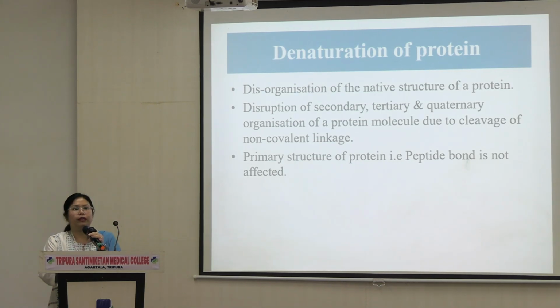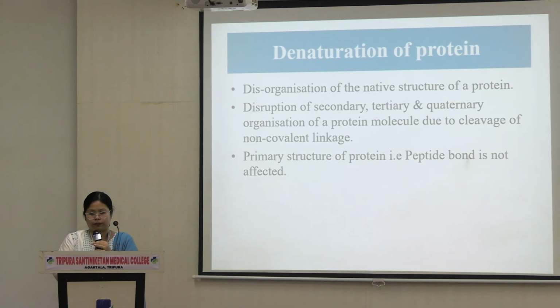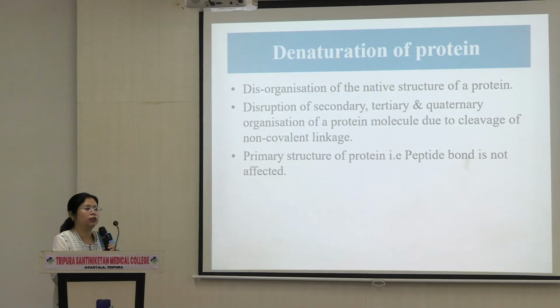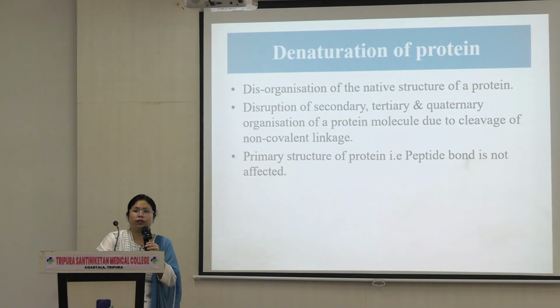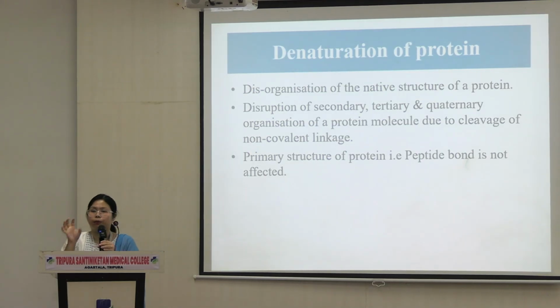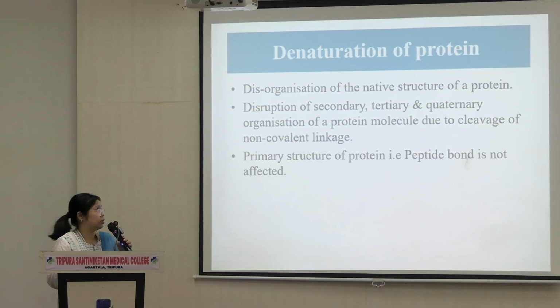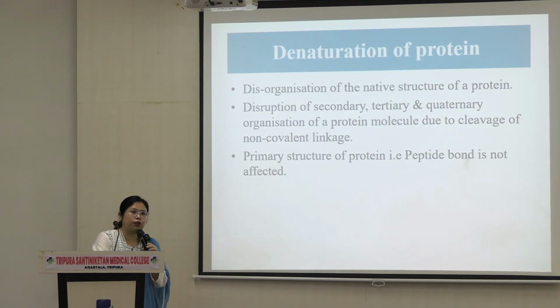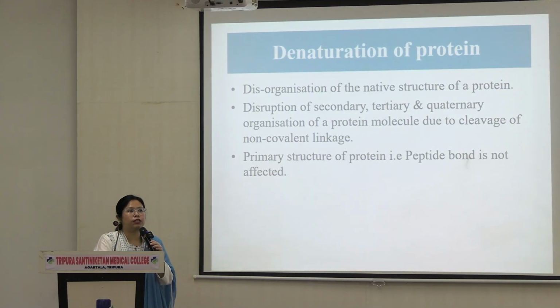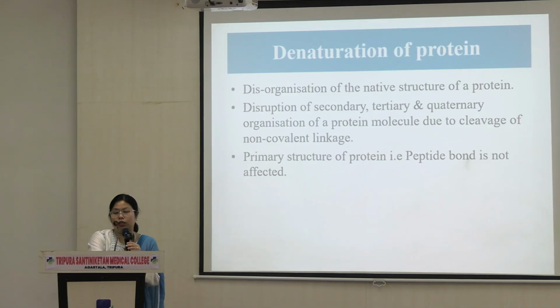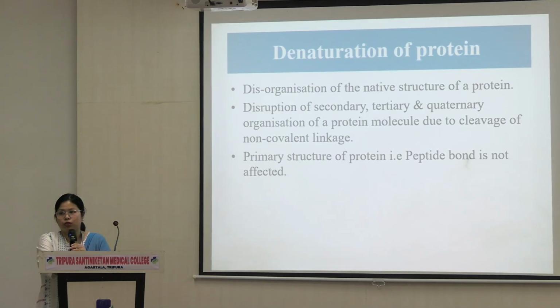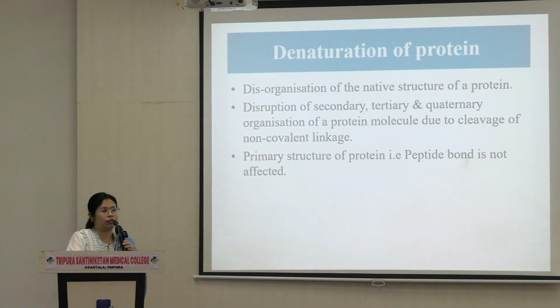Now I want to talk a little bit about denaturation. Whenever there is disruption or disorganization within the proper original composition or the structure of a protein, that is known as denaturation. Okay, so what happens in denaturation? There is disruption, destruction or damage to the secondary, tertiary and quaternary structure. Keep in mind the primary structure remains fine. The primary structure is not affected.